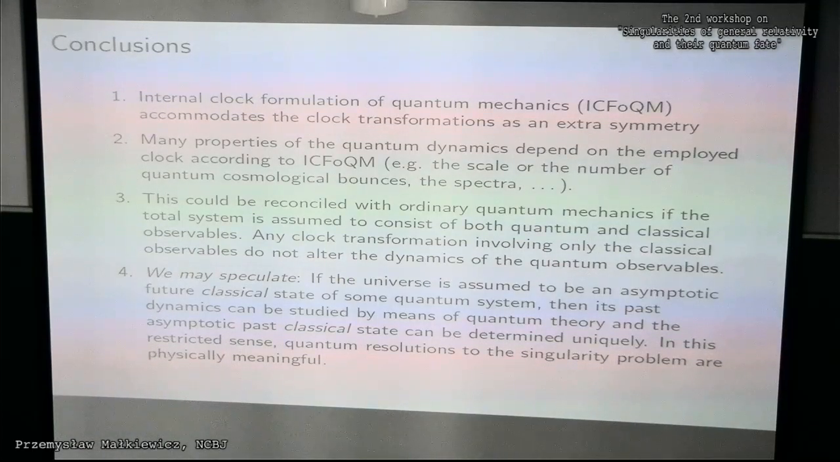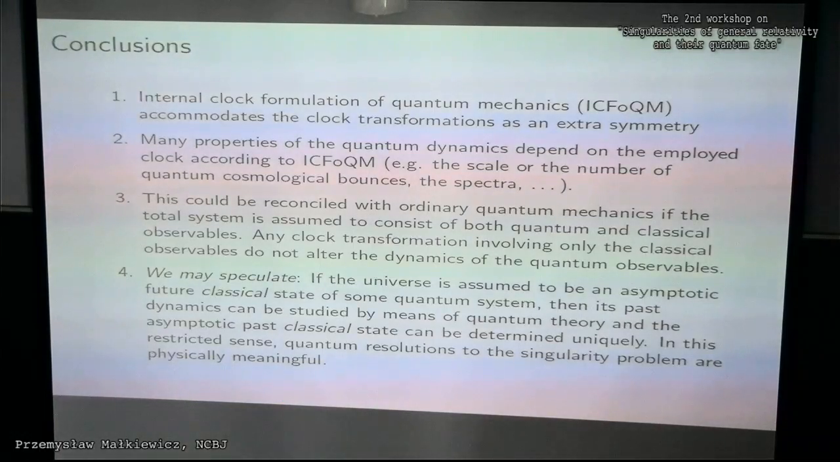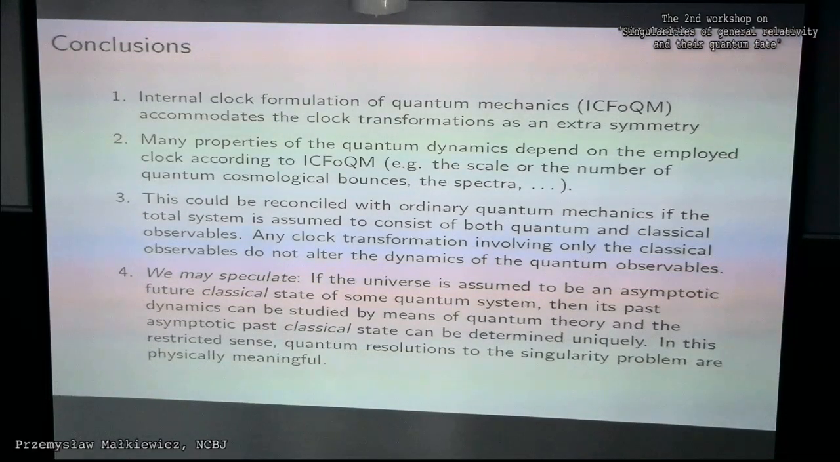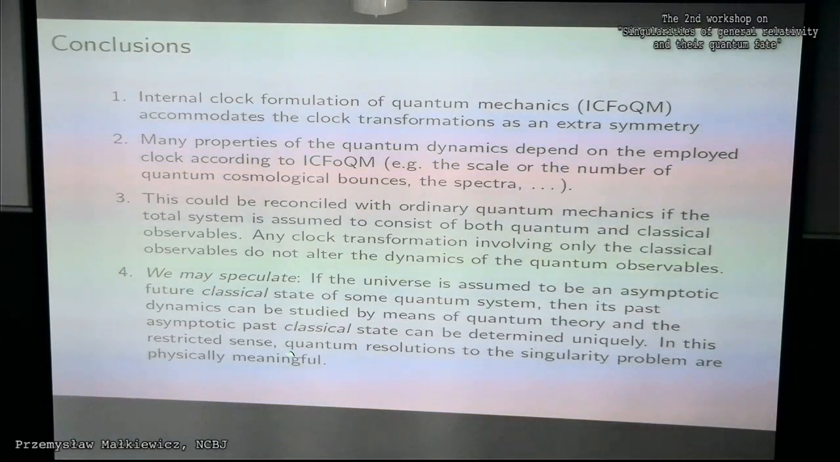And this has been achieved by splitting the system into two parts: an internal observer, described approximately by classical formalism, and an internal system described by the fully quantum formalism. And then we can speculate. Now you need to somehow understand it, to interpret it consistently, and give some physical interpretation. And well, I would speculate the following: if the universe is assumed nowadays to be an asymptotic future state, classical, describable by classical formalism, of a quantum system, then what I showed you is that the past asymptotic classical state can be determined uniquely, but nothing else, nothing that happens in between when the quantum effects turn on.